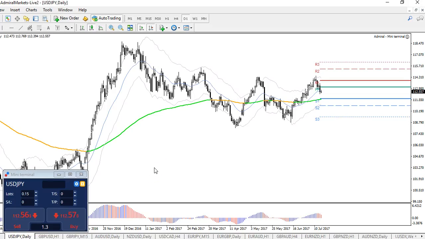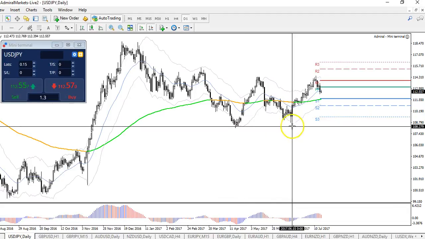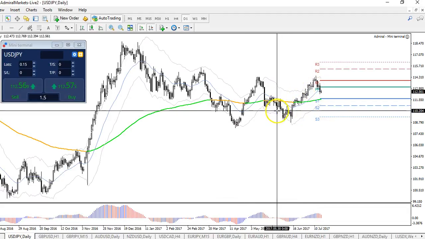This is the dollar-yen daily chart, and from my perspective, the main question that I'm looking at is whether this is an ABC formation that has been completed, and price has run into a resistance level and could turn back down again.